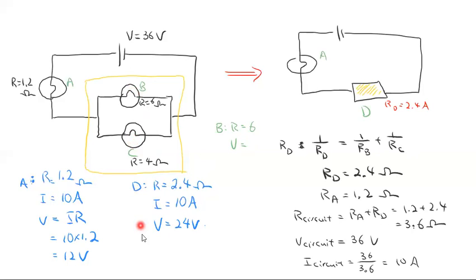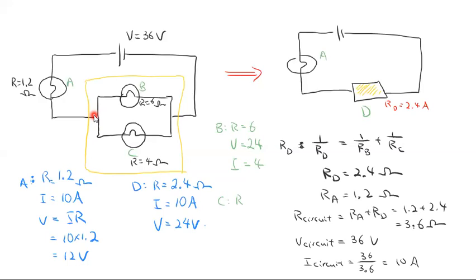But what you do know is that D has a voltage of 24. So D has a voltage of 24, right? Which means that there's a voltage of 24 across this part. Which means you can know that the voltage across B is 24. And therefore the current across B will be 4. And do the same thing for C.